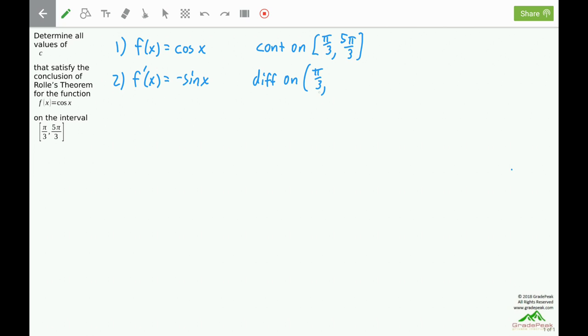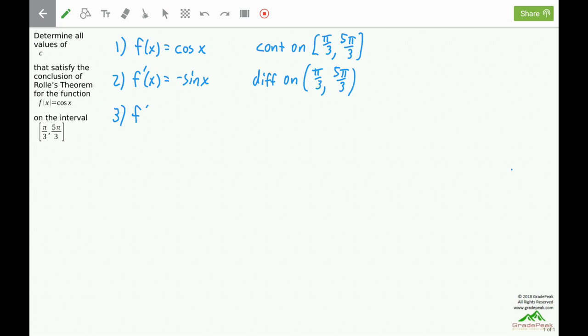Open means it does not include the endpoints, indicated by the round brackets on both endpoints, because a function is never differentiable on its endpoints. So these are always going to be not included and be the open interval. Condition 2 holds true.